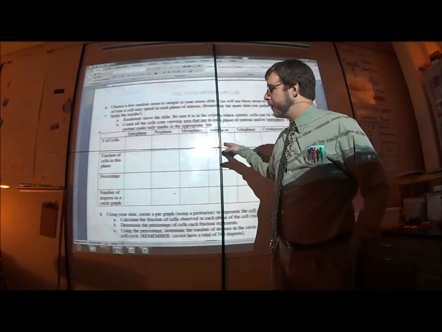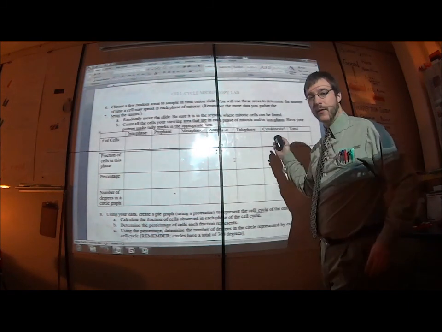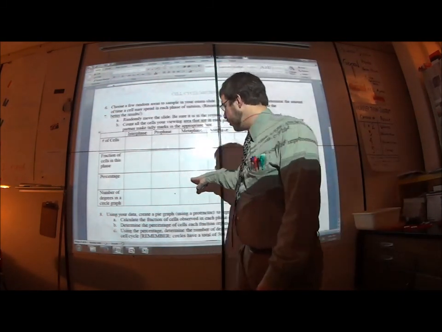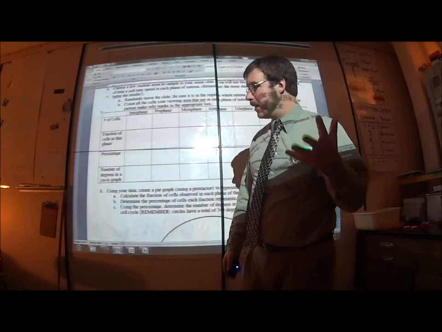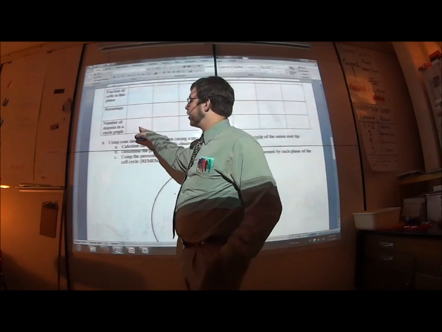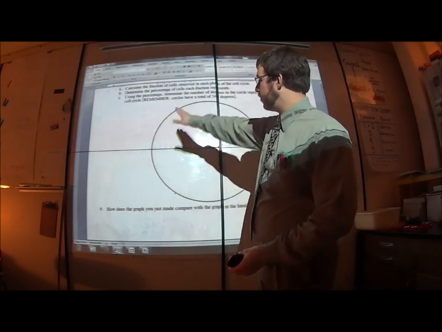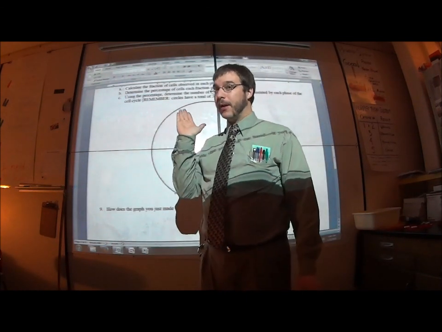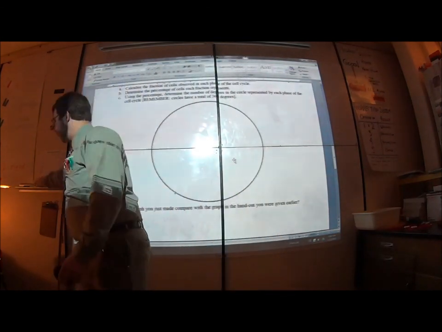So you'll count them up, you'll figure out what fraction you have. So if you have a total of like 800 cells, you'll be dividing everything by 800. Figure out the percentage. That's all pretty easy math. The tricky part, and by tricky part I mean still pretty easy math, you're going to figure out the number of degrees if you make like a nice circle graph. Remember, 100% would be 360, so that's where you can multiply your percentage by 360. That tells you how many degrees.